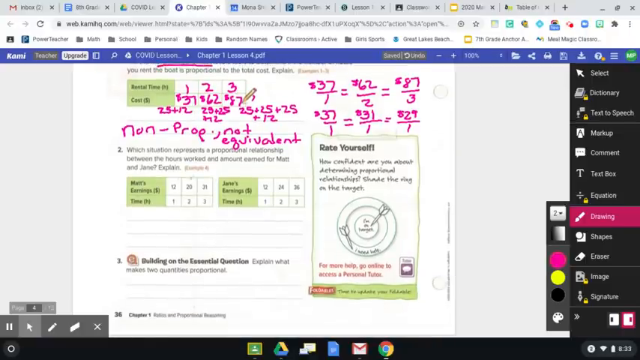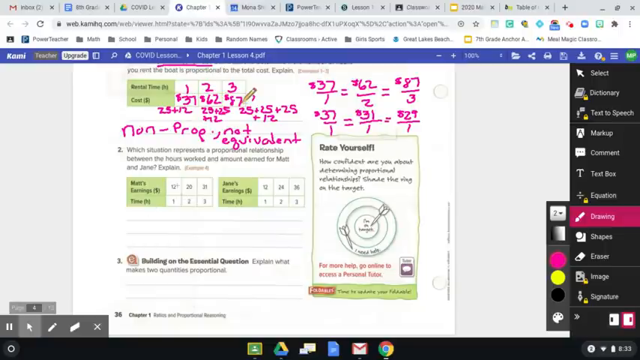All right, let's try number 2. So number 2 says, which situation represents a proportional relationship between the hours worked and the amount earned for Matt and Jane? So we have 2 different people here, Matt, showing his hours that he worked and his earnings, and then Jane, the hours that she worked and her earnings. So let's check and see which one shows that proportional relationship.